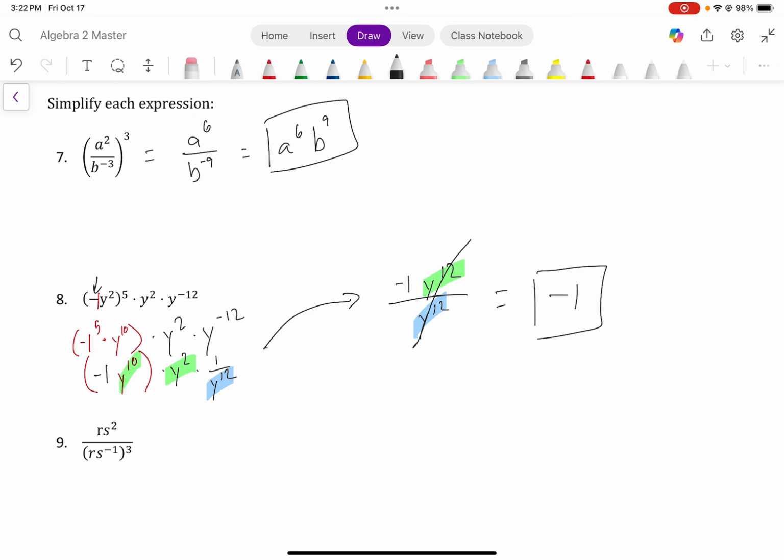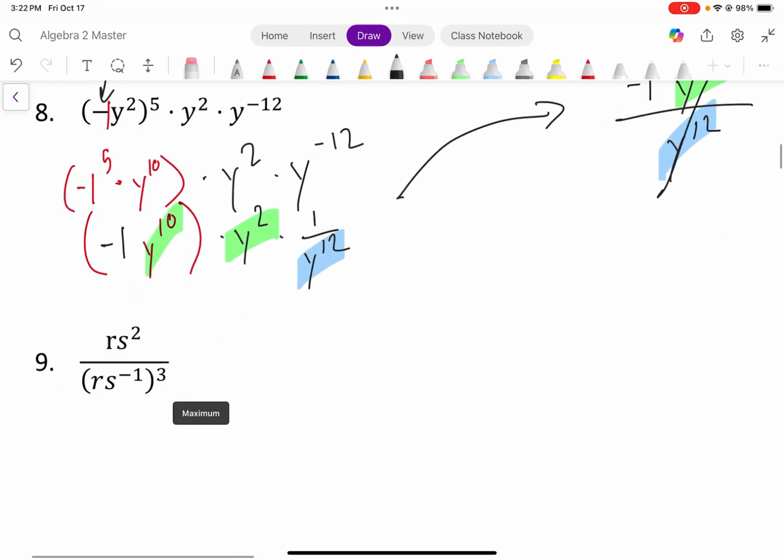Okay? You could have just added all those things together using the product of powers property. Negative 1 times y to the 10 plus 2 plus negative 12, which becomes y to the 0, and anything to the 0 is 1. Negative 1 times 1, still negative 1. You've got options.